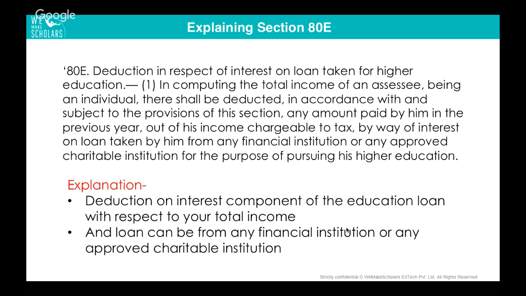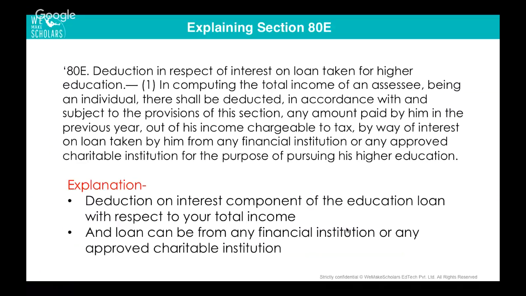Section 80E, deduction in respect of interest on loan taken for higher education. In computing the total income of an assessee, being an individual, there shall be deducted, in accordance with and subject to the provisions of this section, any amount paid by him in the previous year out of his income chargeable to tax by way of interest on loan taken by him from any financial institution or any approved charitable institution for the purpose of pursuing higher education.